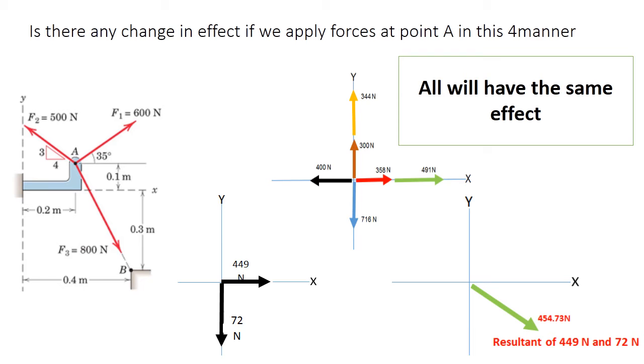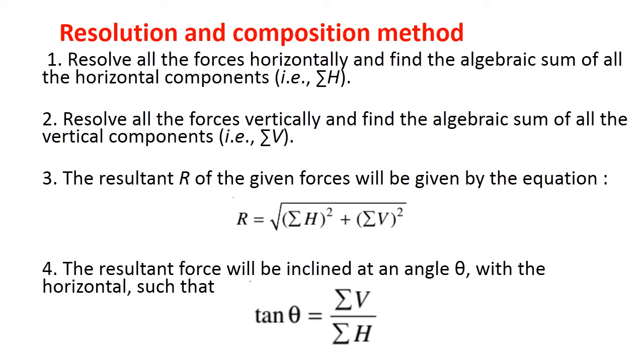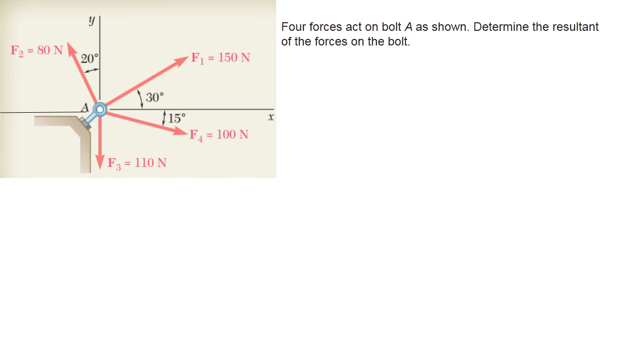Now next we move to the next problem. These are the simple steps which we have already discussed, so go through them. In this problem we have 4 forces: F1 150 Newton acting 30 degrees with the horizontal, F2 80 Newton which is 20 degrees with the y axis or the vertical axis, F3 acting along the vertical axis itself, and F4 100 Newton acting 15 degrees with the horizontal. We have to find the resultant of the forces acting on this bolt A.